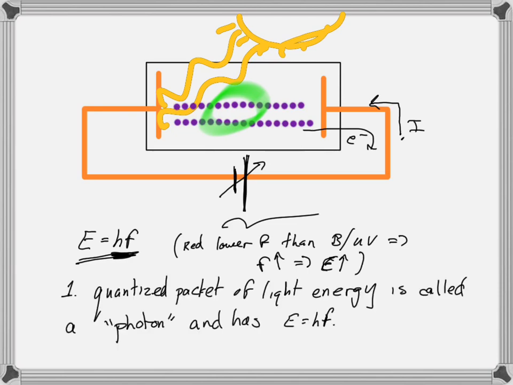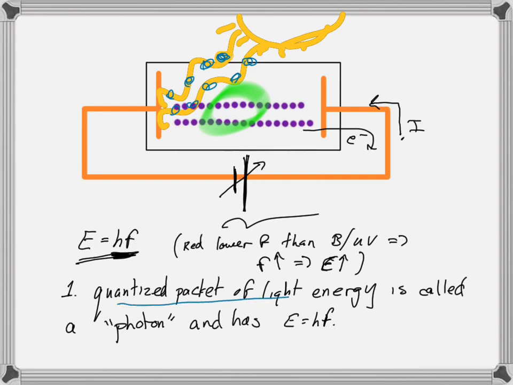So here's the explanation of the photoelectric effect. Quantized packets of light energy called a photon, each has E equals hf. Now what you need to think of here, in order to understand this, is that this light here is balls of light, right? It's like particles. Here, let me draw it as a different color. There are particles instead, and each of those particles has energy hf. That's a photon. A photon is a particle of light. A quantized packet of light is a particle of light.